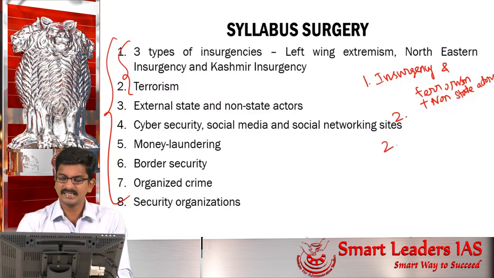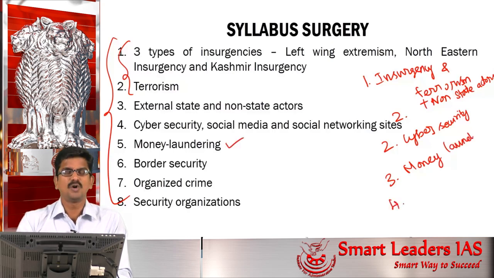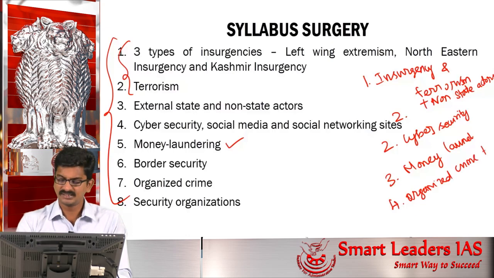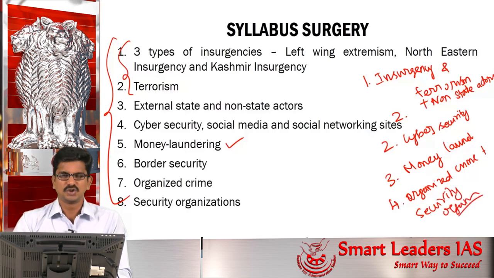The second is cyber security, another very important topic. And third is money laundering. And the fourth is organized crime plus security organizations. So we can easily bring down the syllabus into these 4 areas: insurgency and terrorism related topics, cyber security related topics, money laundering related topics, organized crime plus security organizations. Isn't it looking easy? Of course it's easy.